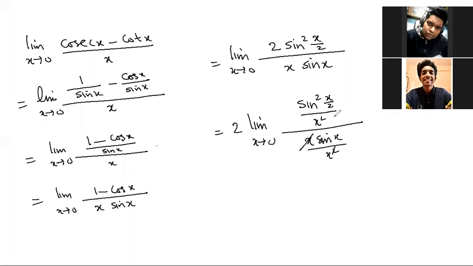Now check whether it's all matching. Square है तो square है, sine है तो x है. Matching हो गया. Now you can just make them into formula. Limit x tending to 0, sine, see the way I'm writing, x by 2 upon x, the whole square.